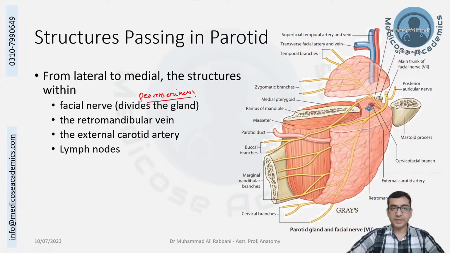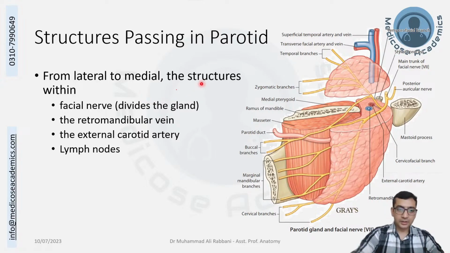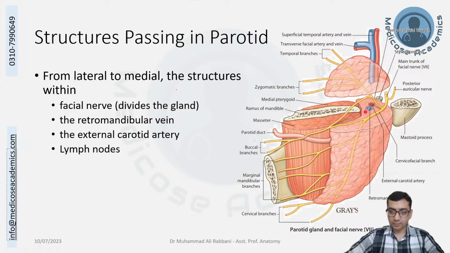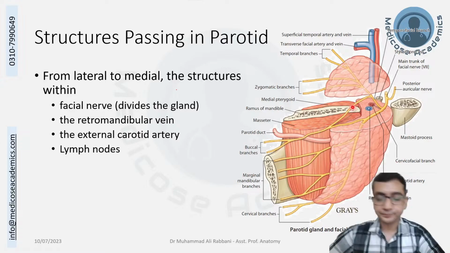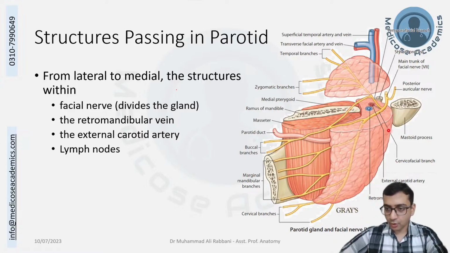Then there is the pes anserinus, and then comes the vein, the retromandibular vein, which goes down and divides into anterior and posterior divisions. The anterior one will join the facial vein and the posterior one will join the posterior auricular vein to form the external jugular vein.